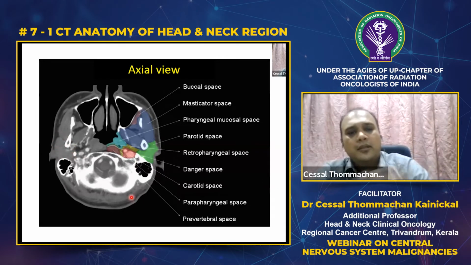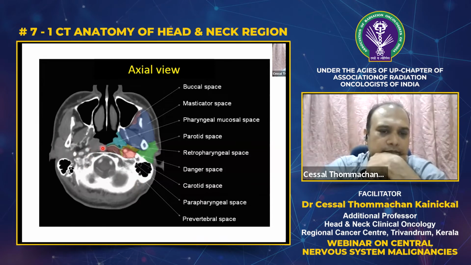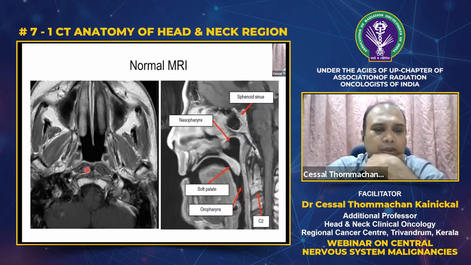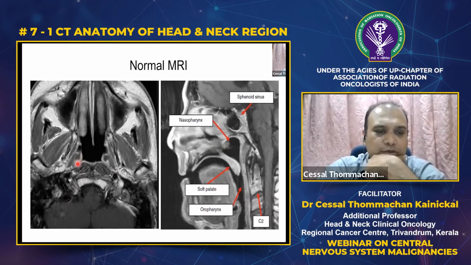Then I think this is the prevertebral space. It is very difficult to make out the prevertebral muscles in a CT scan, but I will show you in a moment. This is the pharyngeal mucosal space here. These are the prevertebral muscles. They can be made out very clearly in an MRI.